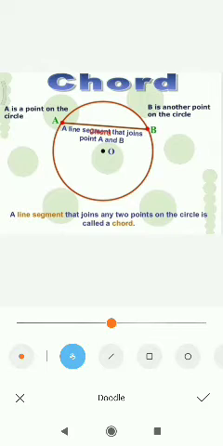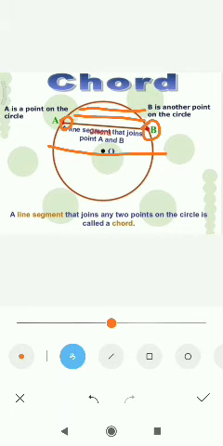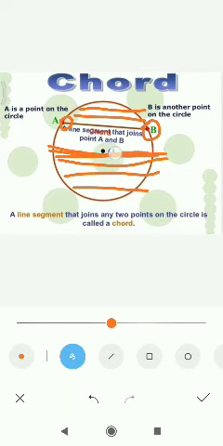Chord. Chord is a line segment that joins any 2 points on the circle and it need not pass through the center. It can go to the center or it cannot go to the center. But mostly chords don't go through the center because if they go to the center, that chord will be a diameter and there is only one chord which is a diameter. Okay.